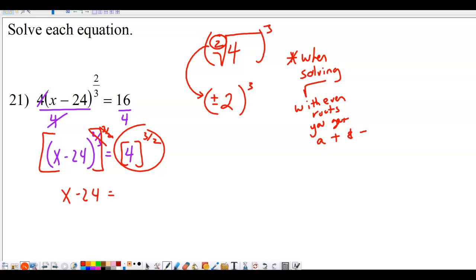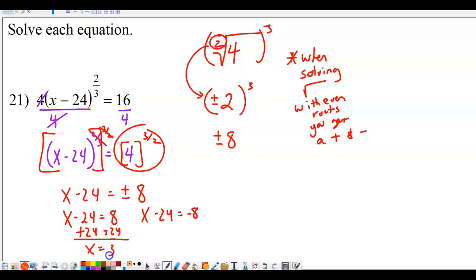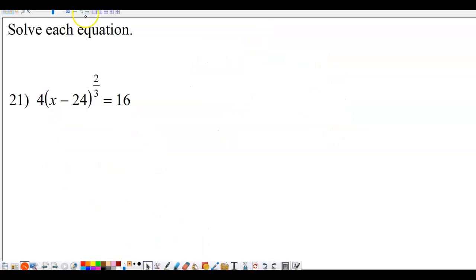Positive 2 raised to the 3rd power is positive 8, and then negative 2 raised to the 3rd power is negative 8. So you get 2 answers, plus and minus 8. And therefore, to solve for x, we're actually going to need to write 2 equations. One where x minus 24 equals 8, and one where x minus 24 equals a negative 8, and you solve both. So you would get 2 answers for those kinds of problems. So 32 is one of my answers, and 16 would be my other one. Okay, and that's that. So we'll let you guys try one like that.